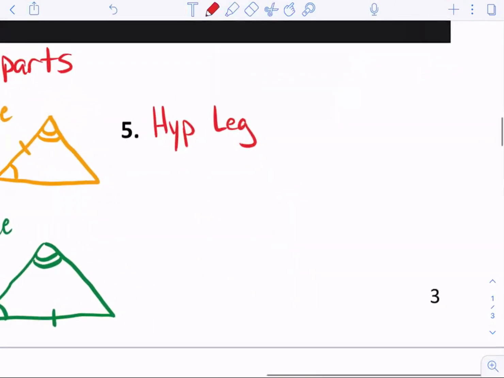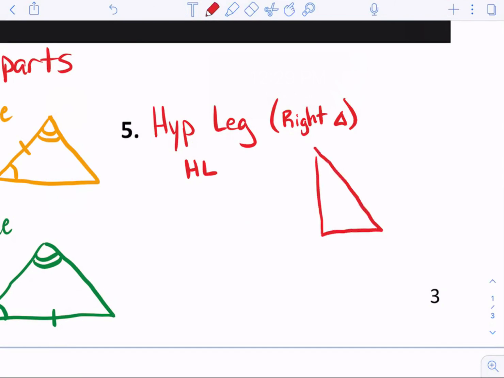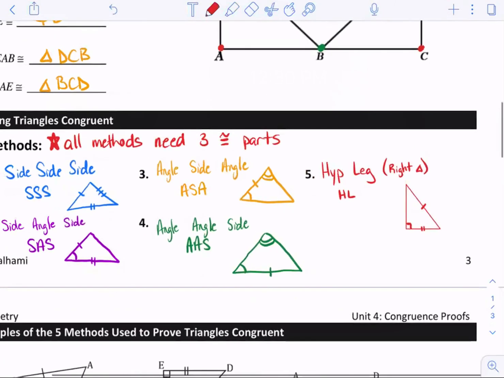Now, whenever we use the word hypotenuse and leg, or this HL, what kind of triangle has a hypotenuse and a leg? It has to be a right triangle. So notice that's your 3rd piece of evidence. A hypotenuse, a leg, and a right triangle. So I don't have that word hypotenuse or leg unless it's a right triangle. So here's my right triangle. So I need the right angle, I need the hypotenuse, and one of the legs. So that's what hypotenuse leg looks like.